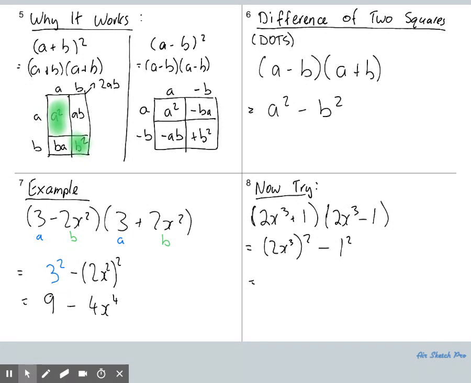So I've got 2 squared is 4. X cubed squared, we multiply those powers together, so we've got x to the power of 6. 3 times 2 is 6, like so. 2 squared is 4. Minus, and then 1 squared is just 1. So it's 4x to the power of 6 minus 1. Before I do a brief explanation as to why it works, I'd like to ask if there are any questions about anything specific on that slide.